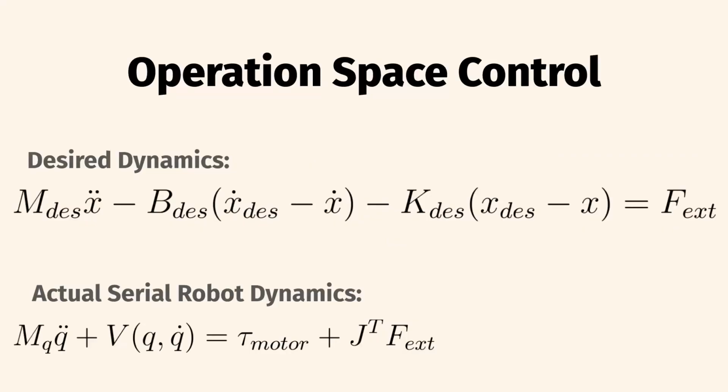Now, operational space control you can think of as imposing virtual dynamics at the end effector. We have a desired dynamics equation up here on the top, which represents a 6 degree of freedom spring-mass-dashpot system, written in terms of the state vector x, for position and orientation, while what we actually have on the bottom is dynamics written in terms of our generalized coordinates q, which are our joint angles. We want to find a tau motor such that we impose the desired dynamics at the end effector.